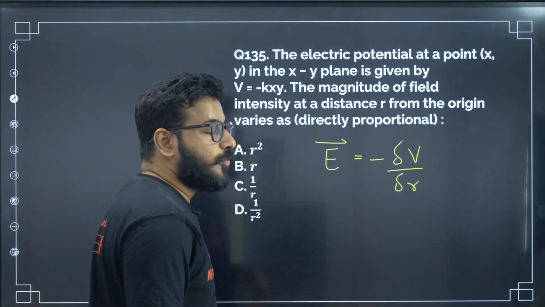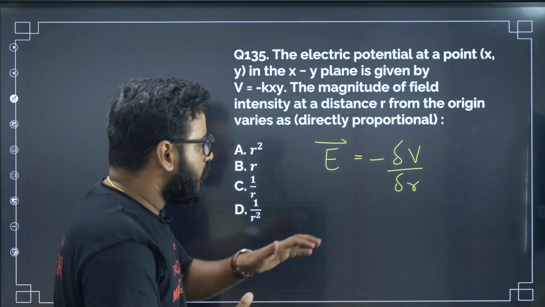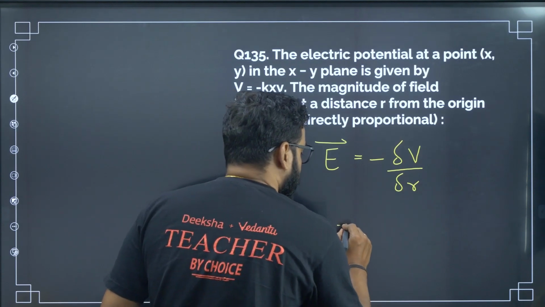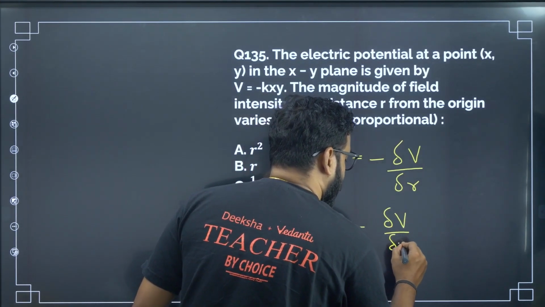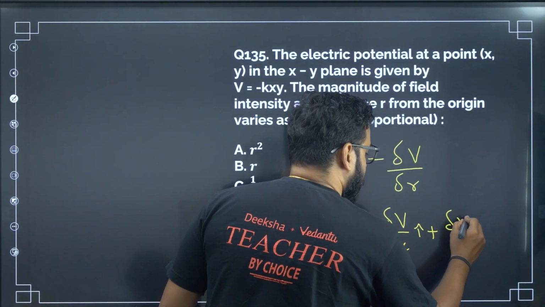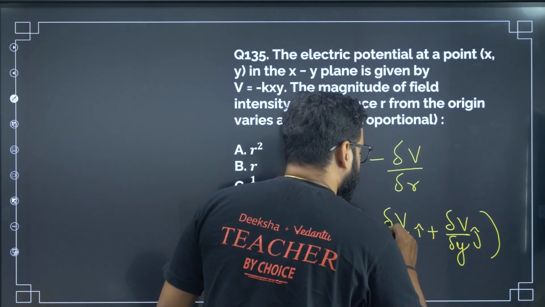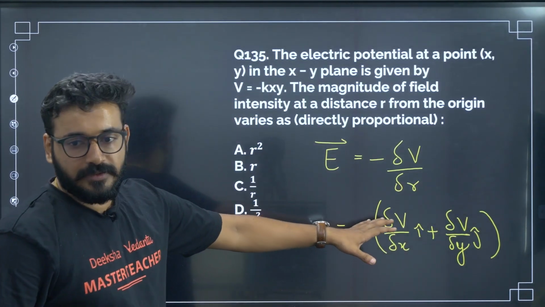So we have to perform a mathematical process. I don't know how many of you are aware. This del V by del R is actually a mathematical function. It applies like this: minus partial differentiation of V with respect to x along the i direction, plus partial differentiation of V with respect to y along the j direction. So you have to perform a partial differentiation, and that is how you will get this.